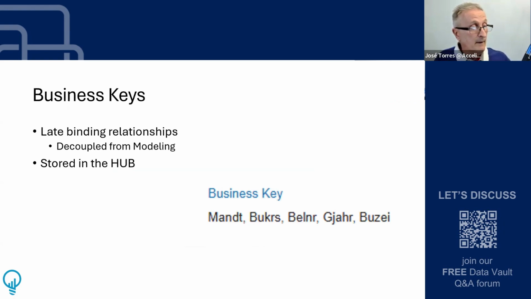Okay, so business keys are decoupled from the model, and here we see a capture of the screen that for table BSEG, the accounting lines, we have chosen 5 primary keys. 5 columns are as primary keys.